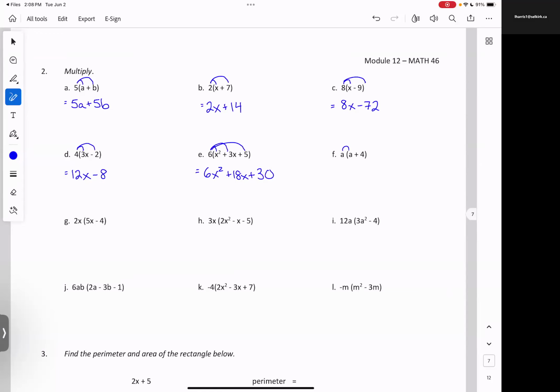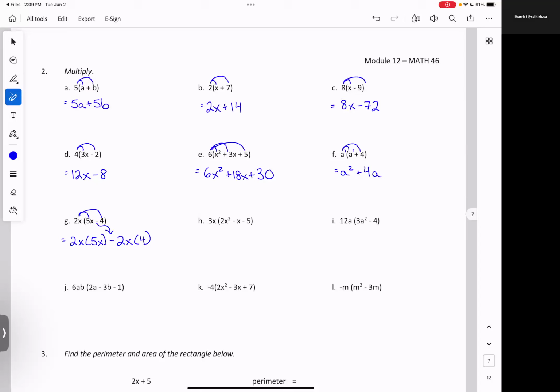Okay, in F, we've got a times a. Remember, that's a to the power of 1 times a to the power of 1. So we get a squared, and then we get plus 4a. And they're getting harder. Okay, so let's just write this one out. So we've got 2x times the 5x when we distribute out our 2x. And then we're going to have minus 2x times the 4. This minus, it's always going to be the same sign as you see in your brackets.